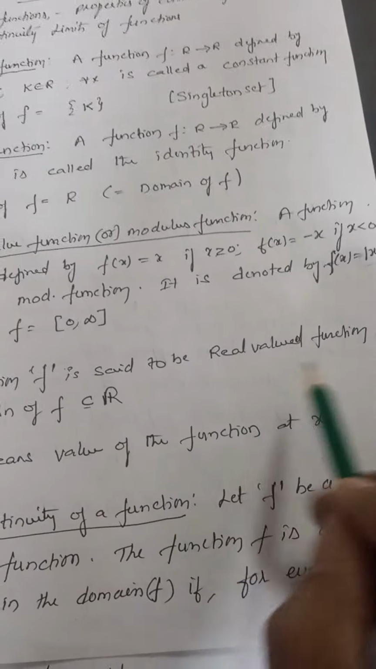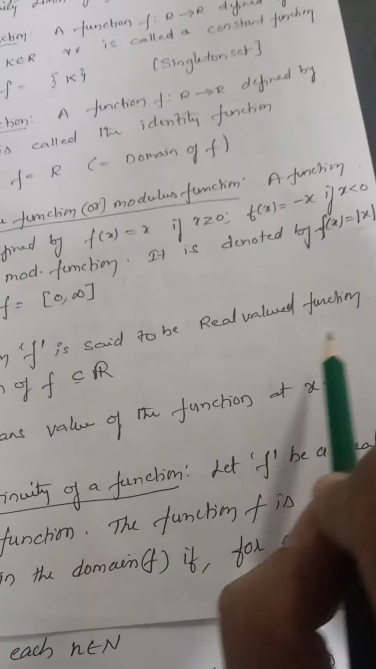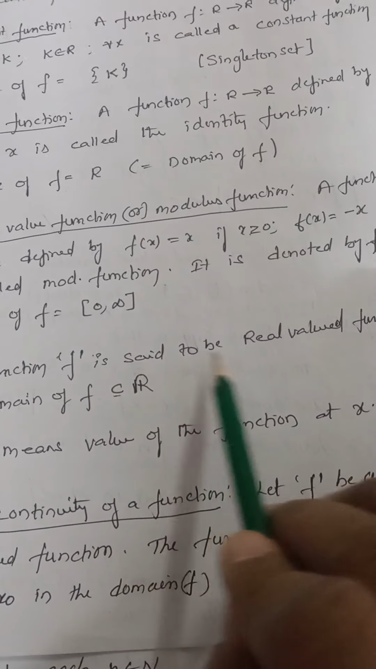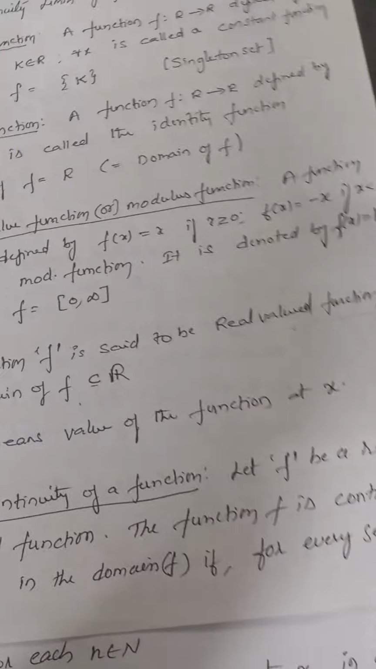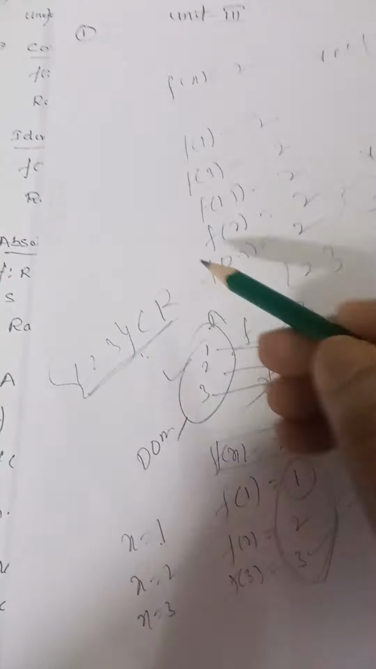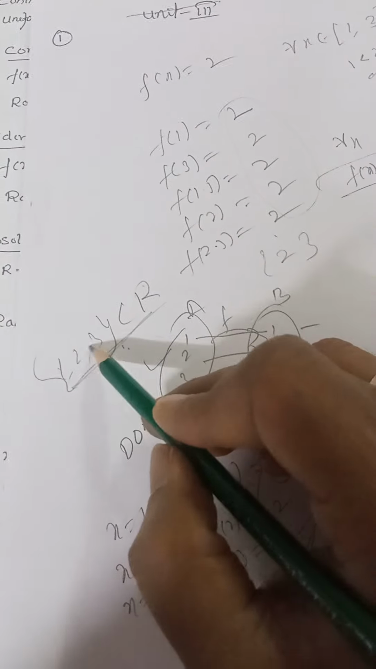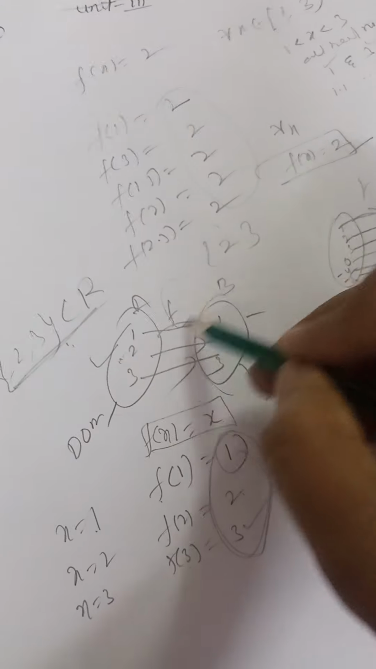Next, a function f is said to be a real valued function if the domain of f is a subset of R. Now, see here, what is the definition of a real valued function? A function f is said to be a real valued function if the domain of f is a subset of R. See here, what is the domain here? 1, 2, 3. Whether this 1, 2, 3 is a subset of real numbers or not? Yes. 1 is a real number, 2 is a real number, 3 is a real number. Therefore, this domain set is a subset of R. Therefore, this function f is said to be a real valued function.